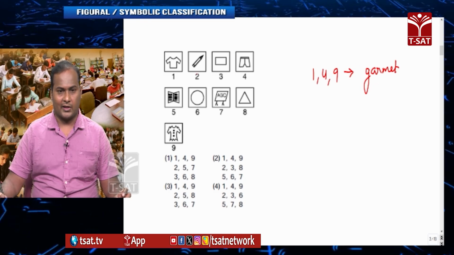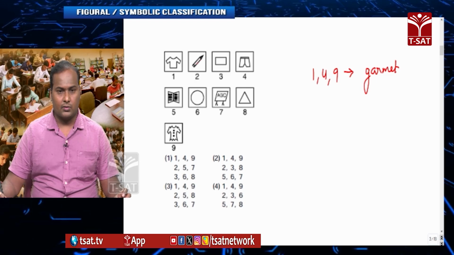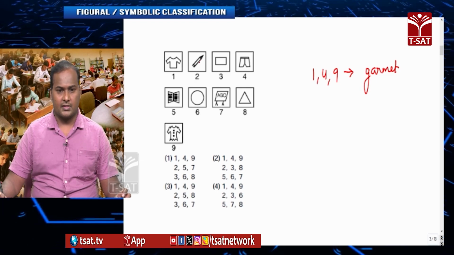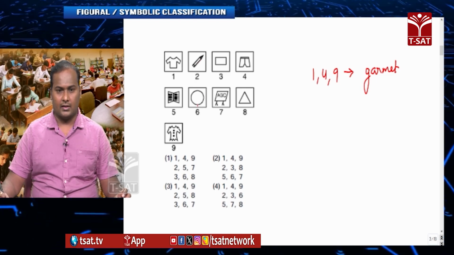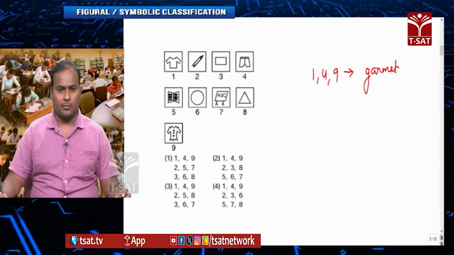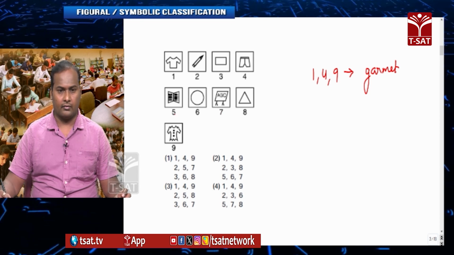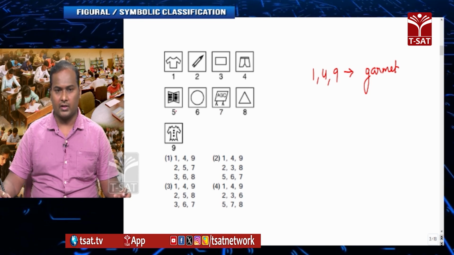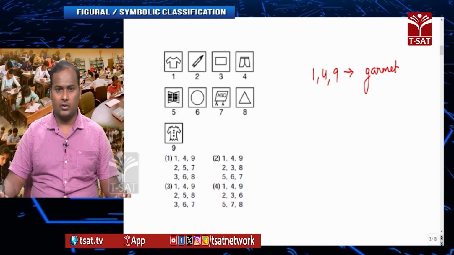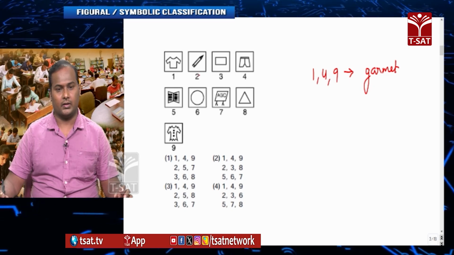In the same way, see the second one. The moment you see the pencil here, there is a pencil. You see in the other figures, there is a board in the 7th one, and in the 5th one there are books. So obviously it's talking about stationery. That is the character here.